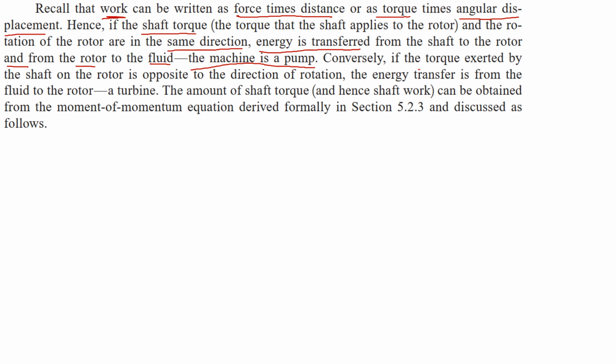Then conversely, if the torque exerted by the shaft on the rotor is opposite to the direction of rotation, then we say that the energy is transferred from the fluid to the rotor. So in that case, it is a turbine. So again, if we take that into the torque in terms of the work, the amount of shaft torque and hence the amount of shaft work that is done by the shaft can be obtained from the moment of momentum equation that we derived previously in section 5.23, that is our conservation of angular momentum in terms of our Reynolds transport theorem.